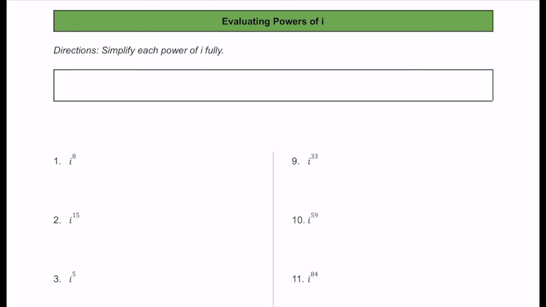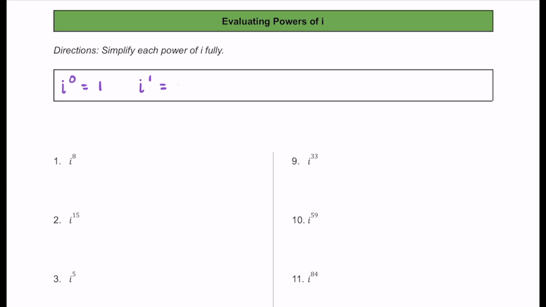Let's practice evaluating powers of i together. Before we can evaluate powers of i, we need to know the first few powers so we can see a pattern that's going on here. First of all, we can start with i to the 0th power. Now i to the 0th power is just equal to 1 because anything to the 0th power is equal to 1. Next we have i to the 1st power.